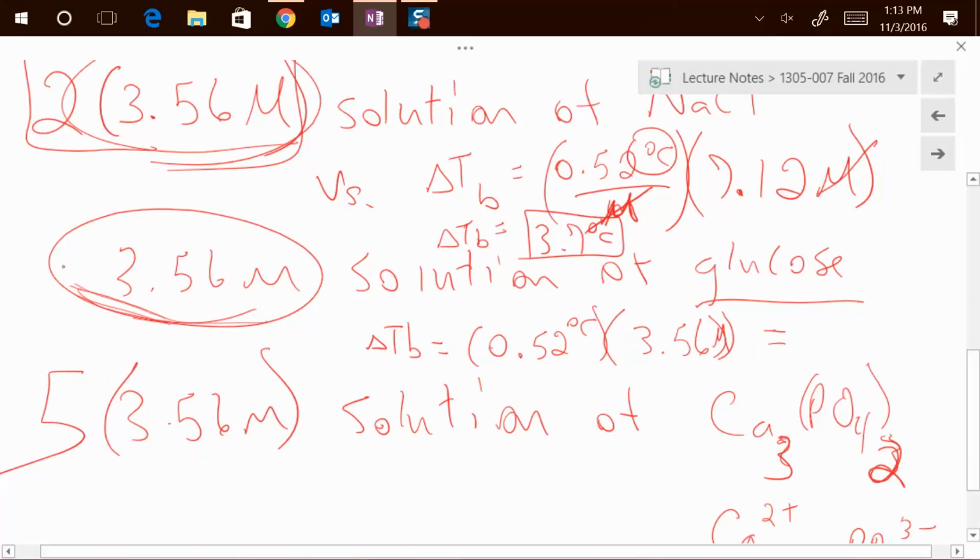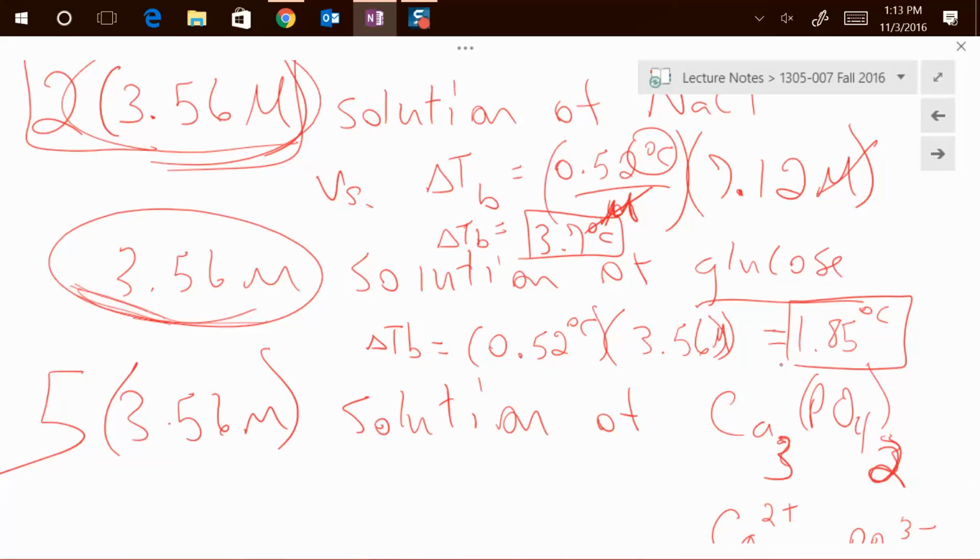$1.85? So what is the new boiling temperature? 101.85 degrees Celsius will be the new boiling temperature of this solution if it's a 3.56 molar solution of glucose.